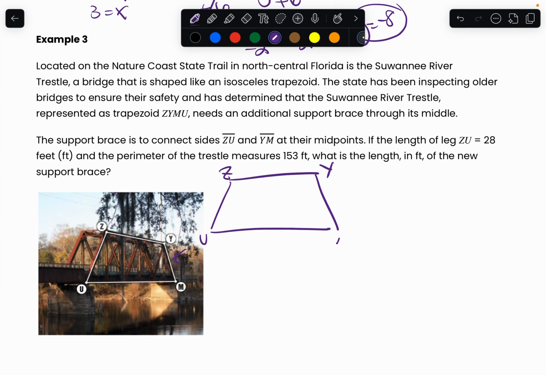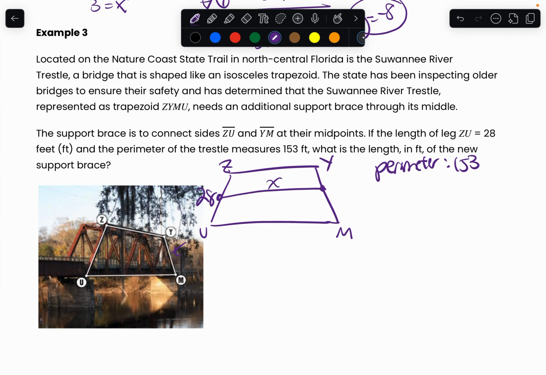It says I need a support through the middle, basically meaning I need a midpoint. I need a mid-segment through the middle. Now the support brace connects ZU and YM at their midpoints. So this is my mid-segment because these two are midpoints. Now it says if the length of ZU is 28 and the trestle whole perimeter, let me write down perimeter, is actually 153. What's the length of my new support brace? Or what is my x here?